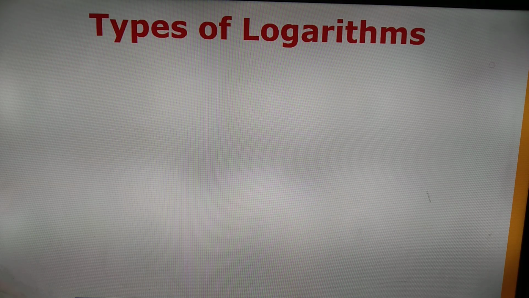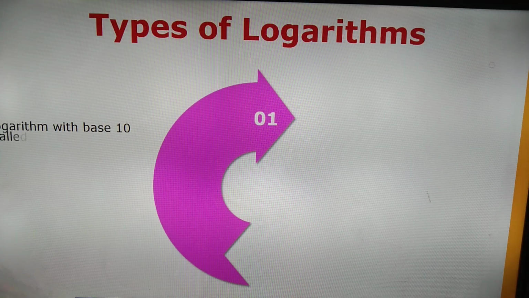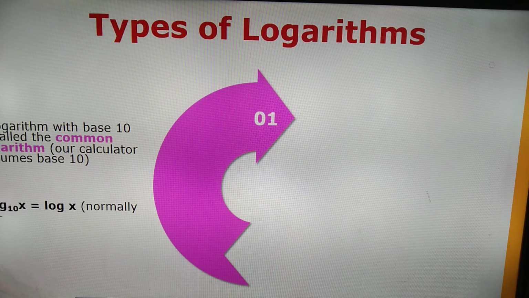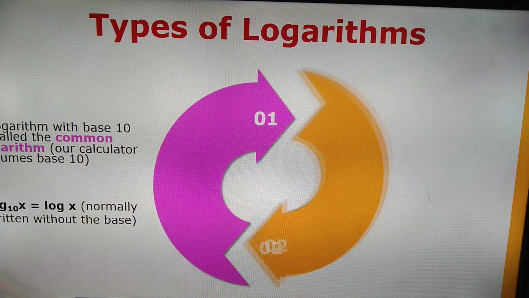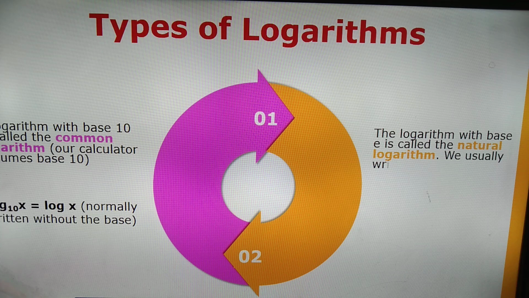Now types of logarithms. A logarithm with base 10 is called common logarithm. That is, our calculator assumes base 10. Log x to the base 10 equal to log x, normally written without the base. Now coming to logarithm with base e, which is called natural logarithm. We usually write this as ln. Log x to the base e is nothing but ln x.